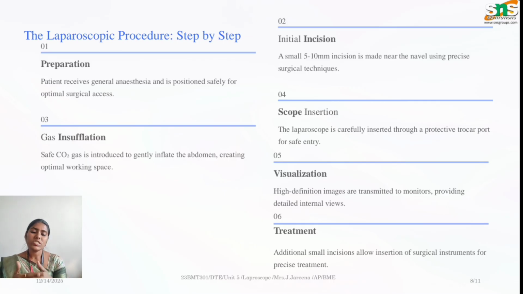And then finally, treatment. We can deliver medication directly, take samples for diagnosis, or remove tumors or any kind of abnormal growth of tissue. So the treatment varies depending upon the type of problem being examined.